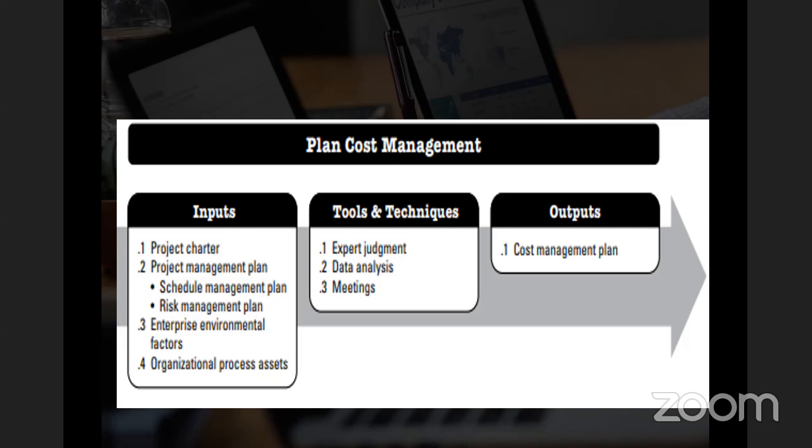Now, this diagram gives us the whole process of plan cost management. And here you have the inputs. The inputs to plan cost management would be the project charter, and then your project management plan, where you have your schedule management plan and your risk management plan, and then your enterprise environmental factors, and then your organizational process assets. You would use all these inputs, and then you would use the tools and techniques of expert judgment, data analysis, and meetings, and then the output you will get will be your cost management plan.